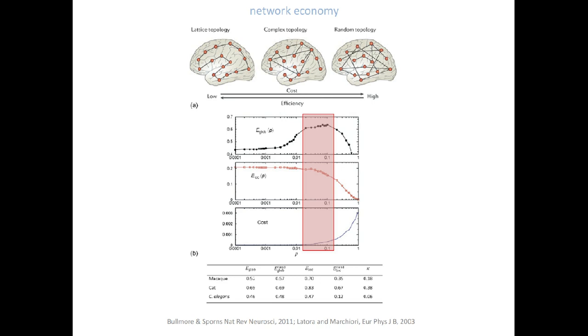And they went on to show that if you actually look at the connectomes of the macaque, the cat, and C. elegans, you've got global efficiency that's very similar to random. So 0.52 versus 0.57, 0.69 versus 0.69, 0.46 versus 0.48. And the cost in terms of the number of connections is fairly low. So only 18% of all possible connections, 38% of all possible connections, and 6% of all possible connections. So these brain networks seem to be able to achieve relatively high communication efficiency for relatively low connection cost.